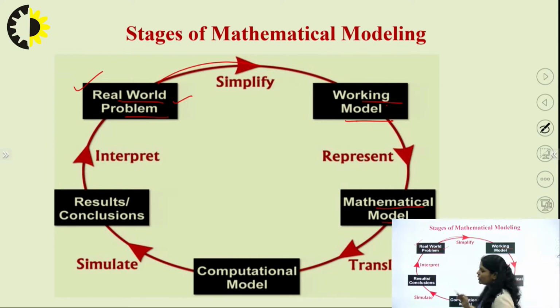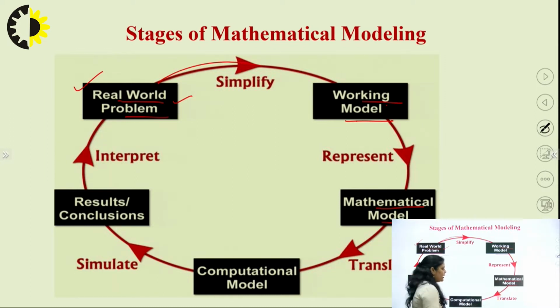Now how will the working model be converted to the mathematical model? With the help of the variables or parameters associated with this working model, we will convert it into different equations. Equations show the relationship between the different variables, so we represent them in the form of the mathematical model, in a proper format, and after that we get this mathematical model.